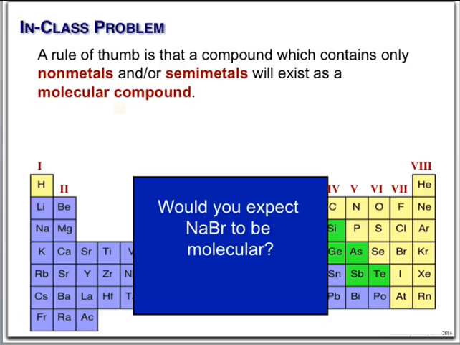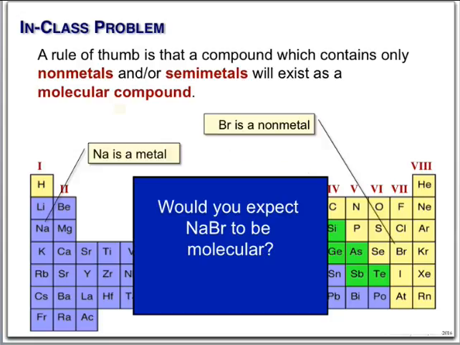Sodium bromide. By now it should just jump out at you and scream at you and say, sodium, sodium's a metal, by gosh. If it's a metal, it's not going to be covalent, it's going to be an ionic compound and not molecular.